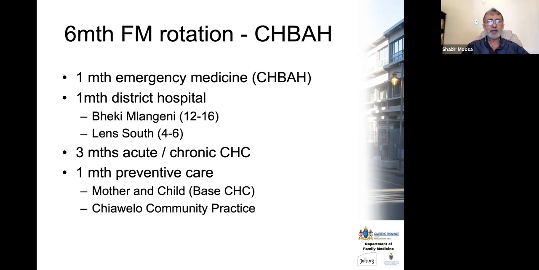You're an intern. So you go in there and you say, I will do work in that space or the other space. But I think we specifically want you to spend that 2 weeks in preventive care. The other 2 weeks of preventive care, you will be rostered to rotate through to the Chiawelo community practice. I think we will do that tomorrow as a specific orientation. Those who are in Barra, we encourage you to please join us there.